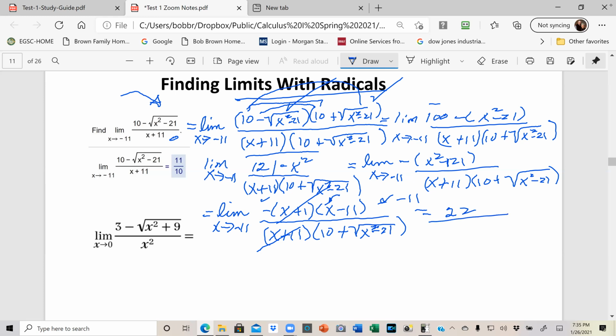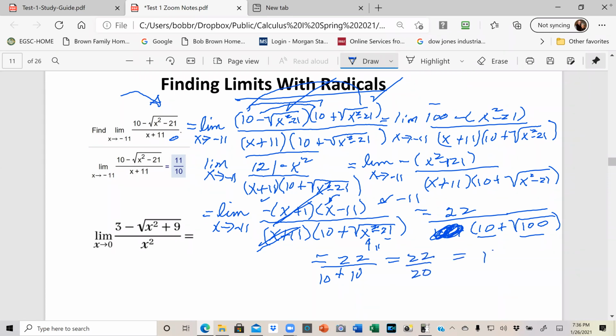So it's 22 over 10 plus 10 plus the square root, plug 11 in here, which is 121, minus 21 gives you 100. So we got nice numbers. You get 22 divided by 10 plus, excuse me, I don't need this extra 10 here. You see my mistake? This canceled out, that canceled out. We got 10 plus the square root of 100, which is 10 plus 10. So it's 22 over 20, which is equal to 11 over 10.